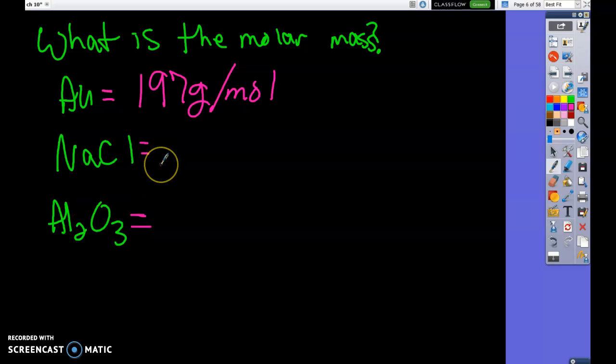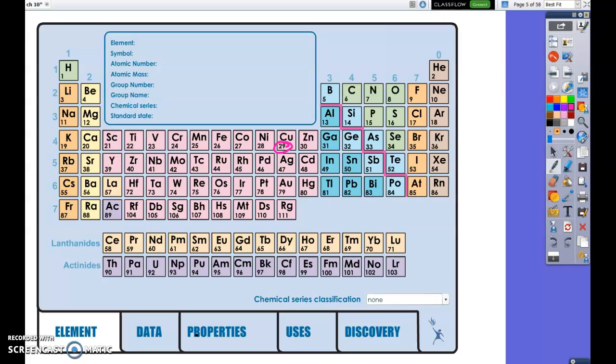Now let's look at sodium chloride. This is going to be a little different because it's not just one element, it's 2. So I have to look up sodium, and I have to look up chlorine. All right, so sodium, 22.99, I can round that to 23. And then, so remember that number, 23, and chlorine is 35.45. So I can round this to 35.5. So 23 plus 35.5.